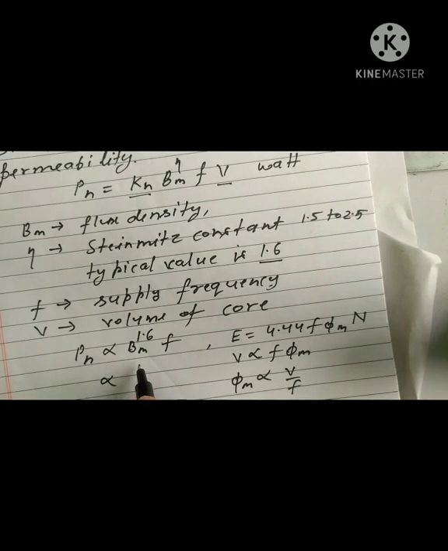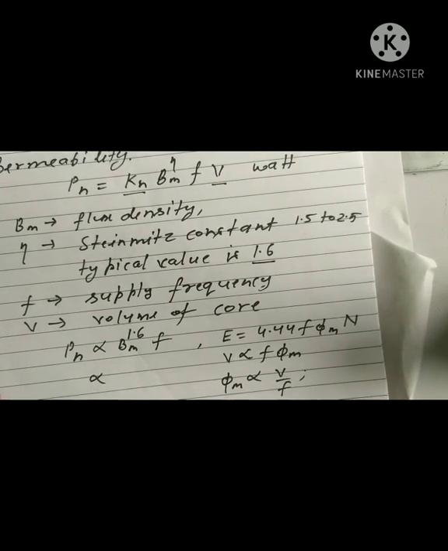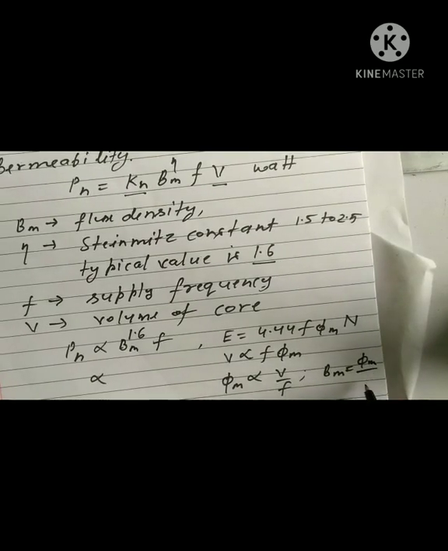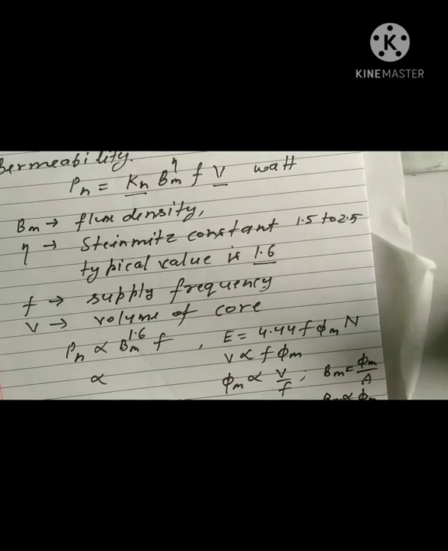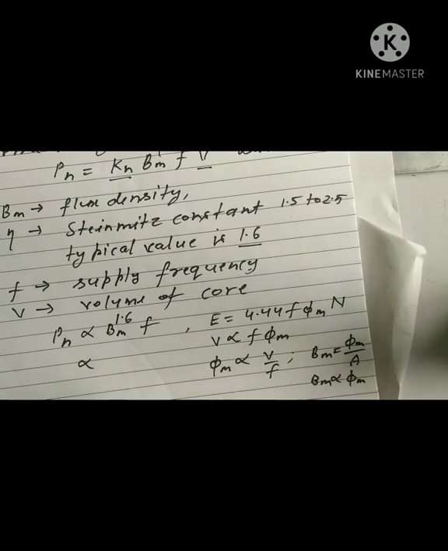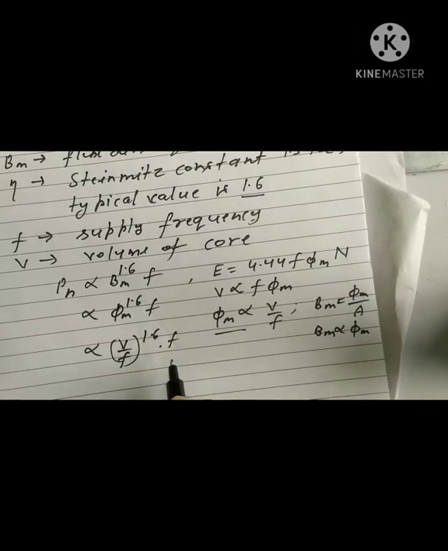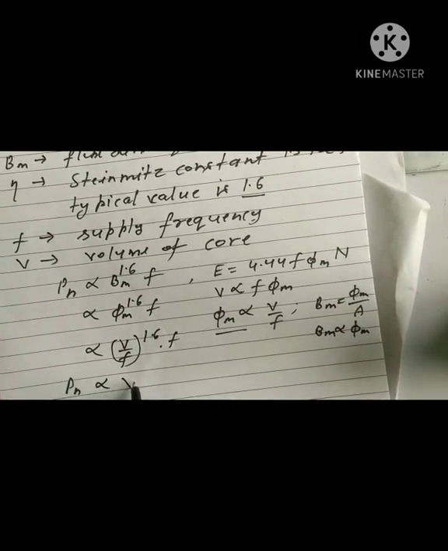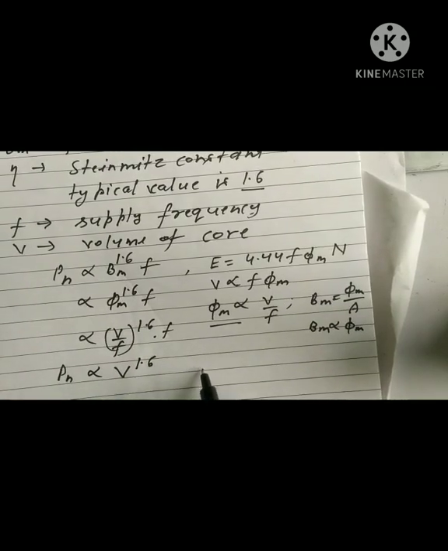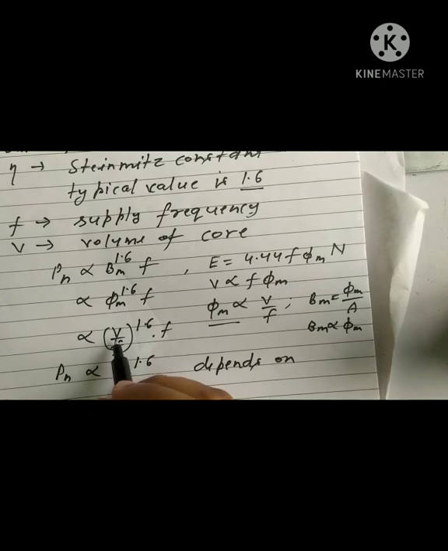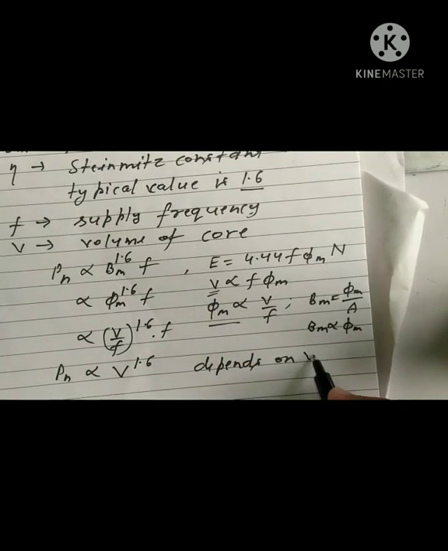So I can rewrite this Bm. Bm is flux density. It can be written as phi by A. We know Bm is phi m by A, or Bm is directly proportional to phi m because A is area of core, which is constant. So I can write it as directly proportional to phi m power 1.6 into F, and if I replace phi m here, it will be V by F power 1.6 into F. For constant frequency, F will be constant, and hysteresis loss will be shown like this. That is, hysteresis loss depends on, mind you, this is voltage, not volume, right? Here you can see voltage.